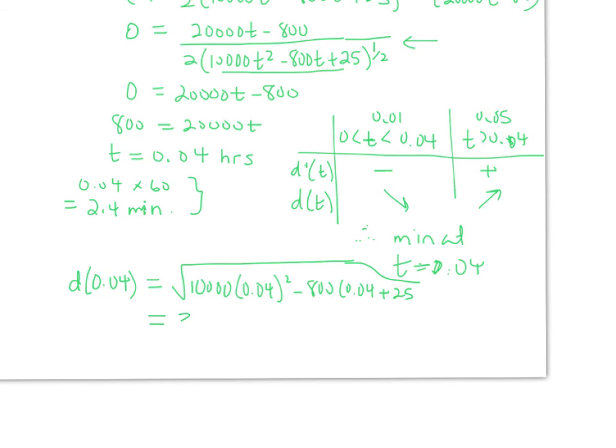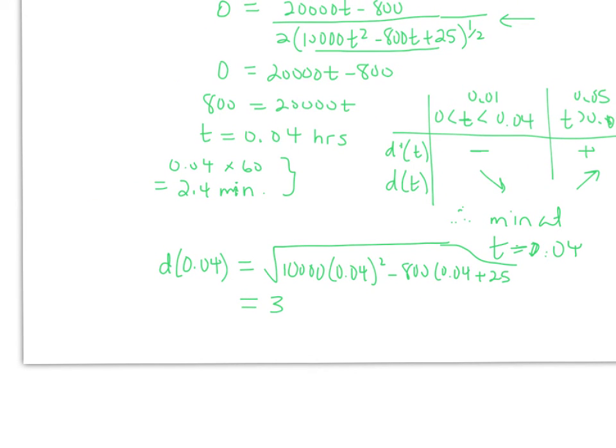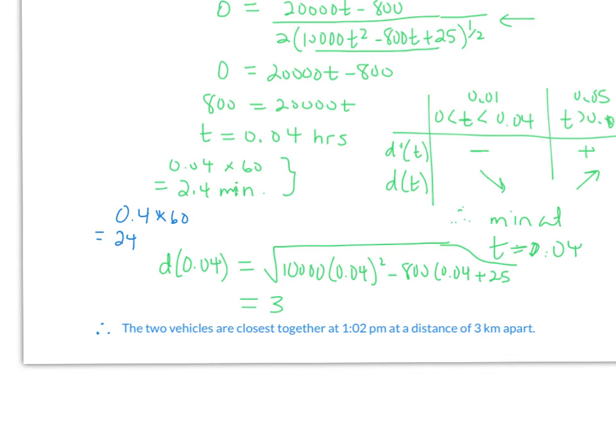I think you're going to get 3. A nice round 3. And then, of course, we finish that up with a therefore statement. We can just write the two vehicles are closest together at 1:02 p.m. And in fact, if I take the 0.4 minutes, again there's 60 seconds, we can make that even more accurate if we wanted to. I think that turns out to be about 24 seconds. So it's 1:02:24 p.m. if we want to be a little bit more accurate there. I don't know how accurate the book gets with its answers in the back. And at a distance of 3 kilometers apart.